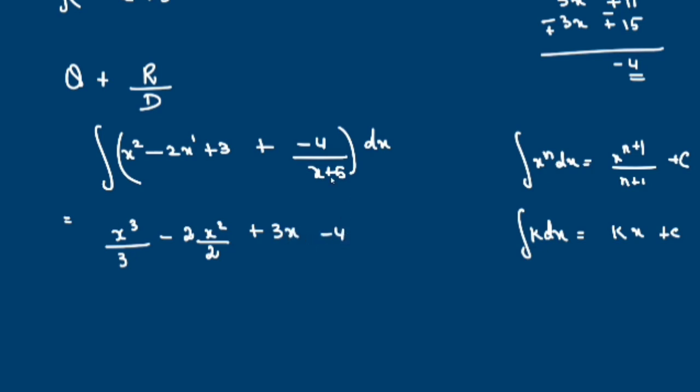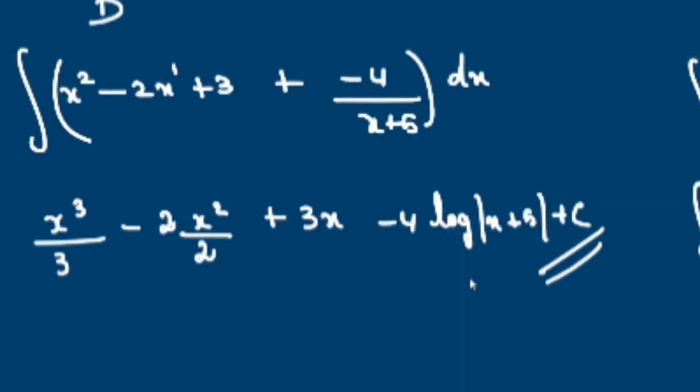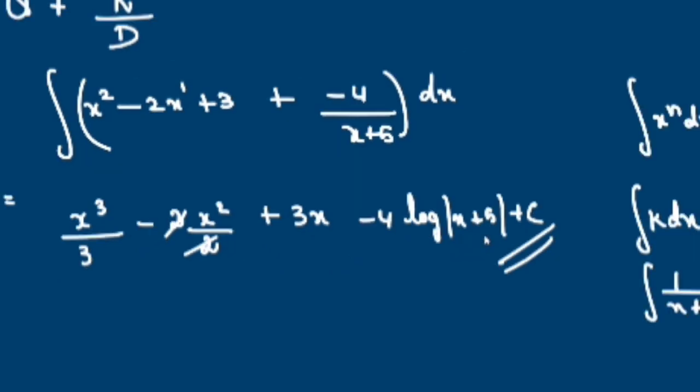Minus 4. What is the integration of 1 by x plus 5? Log, put the modulus sign. Modulus of x plus 5 plus c. That's the answer. x cube by 3. You can cancel this minus 2 and plus 2. So x cube by 3 minus x square plus 3x minus 4 log modulus of x plus 5.